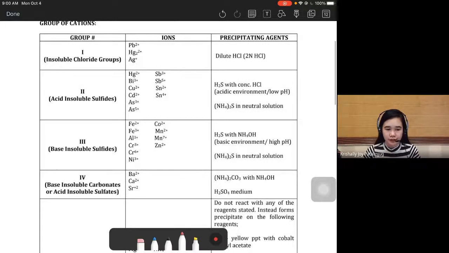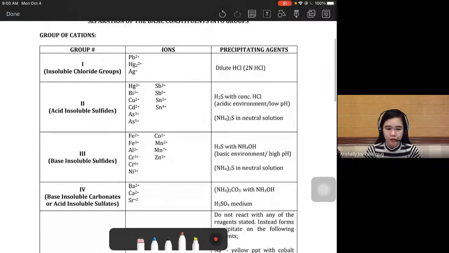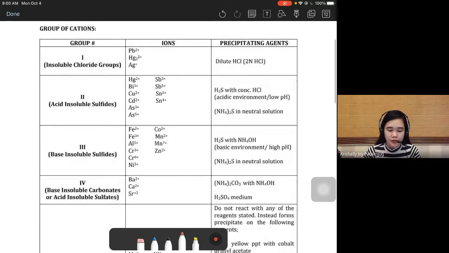We discussed this already. The 5 groups of cations, and these groups are based on the reactivity of the cations. So we have 5 general groups. Short recap lang, group 1, these are also known as the insoluble chloride group. So the concept here is these ions under group 1 react with dilute hydrochloric acid.